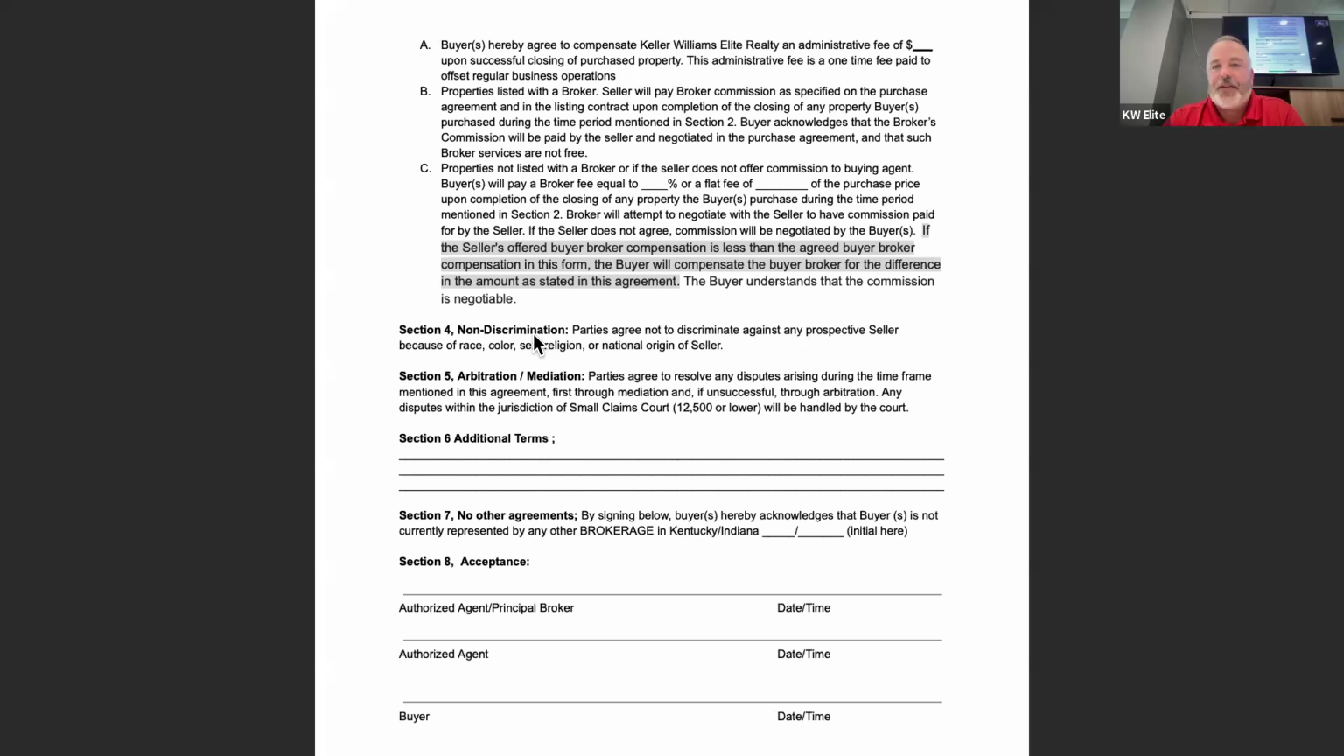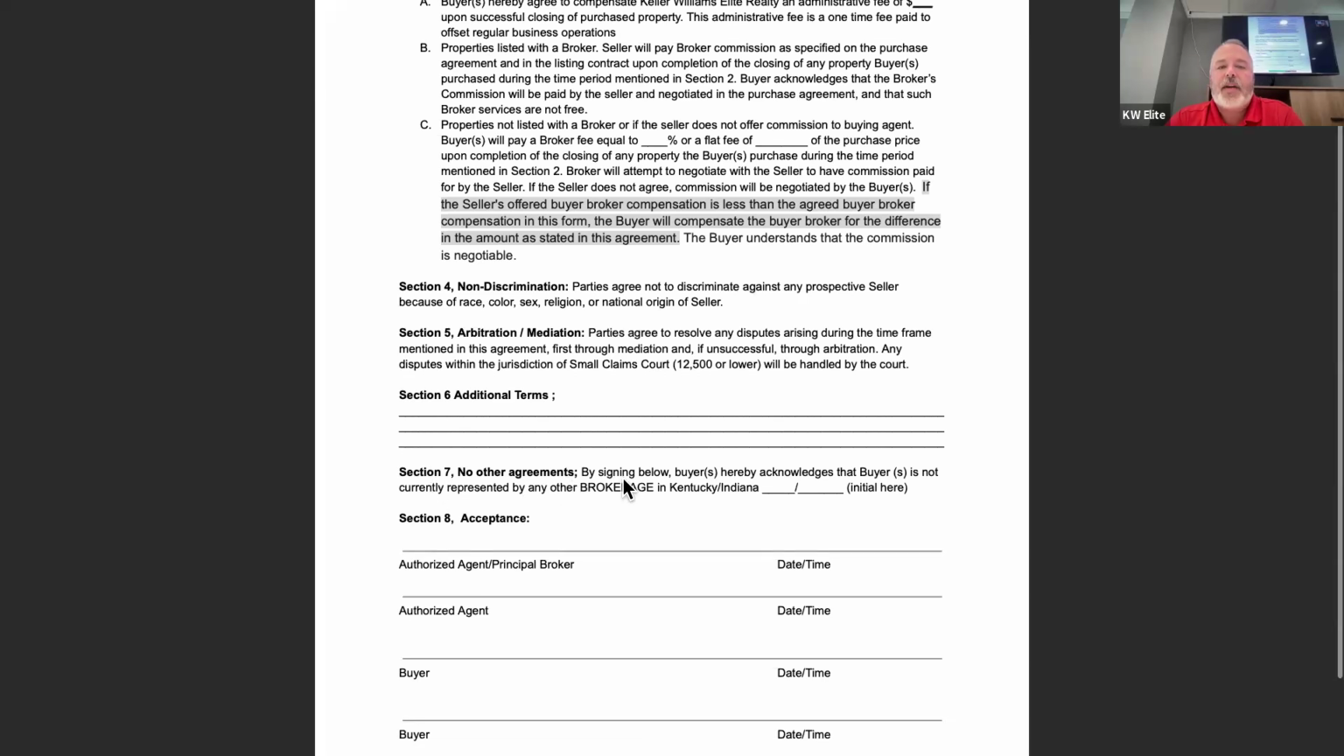The rest of this form, section 4, is just non-discrimination. Again, fair housing. We went through that previously. Same thing applies here. Section 5 is that basically, if there's a disagreement, we're not jumping straight to court. We're going to attempt to mediate this, and then if we can't reach an agreement through mediation, we go to arbitration. If we can't reach an agreement through arbitration, then at that point we go to court. Additional terms, we wanted to add a section should you need to write anything in, any type of contingencies, anything along those lines. And then section 7, this is critical, that we added in no other agreements.